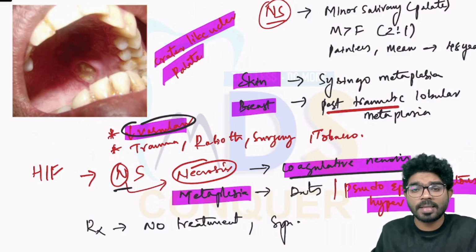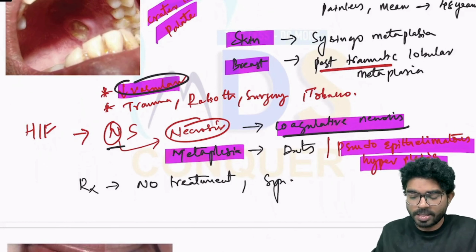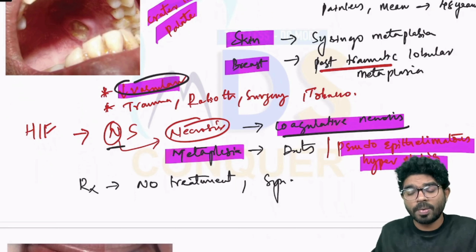Etiologies: decreasing the vascular supply, trauma, radiotherapy, surgery, usage of tobacco. Then comes histology, 3 important things: necrosis, that is coagulative necrosis, metaplasia in the ducts, and pseudoepitheliomatous hyperplasia. Treatment: no treatment, in most of the cases it recovers spontaneously. So these are the important points that you have to make.